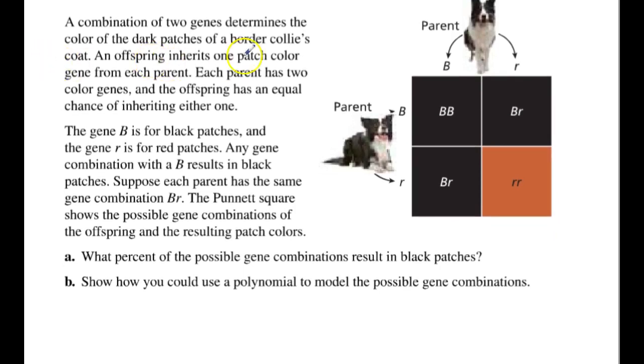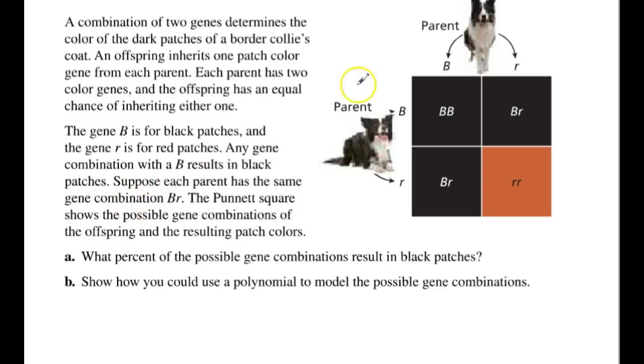So a combination of two genes determines the color of the dark patches of a border collie's coat. An offspring inherits one patch color gene from each parent. Each parent has 2 color genes, and the offspring has an equal chance of inheriting either one. So the gene capital B is for black patches and the gene r is for red patches. Any gene combination with a capital B results in black patches, right? And if you're in biology, you'll see this a bunch.